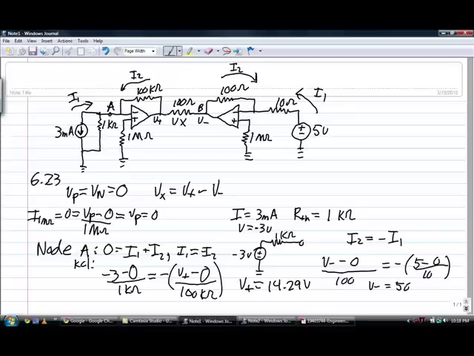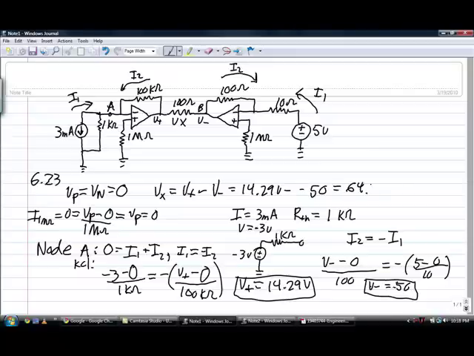Now I know I'm jumping around a lot, but let's jump right back up here. Now that we have these two quantities right here and right here, we can plug those into our last equation. So we have, oops, and this should be a negative because remember the quantity is negative. So we have 14.29 volts minus a minus 50, which is the equivalent of adding it, which is equal to 64.29 volts. And there you go. That is our voltage across V sub x.